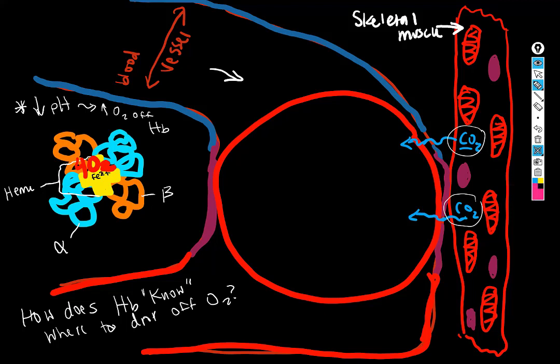So we know that it's going to diffuse from an area of high concentration to an area of low concentration, which means into our red blood cell.